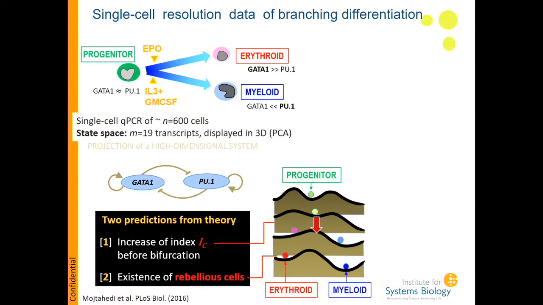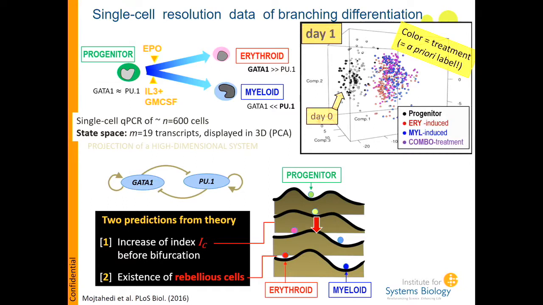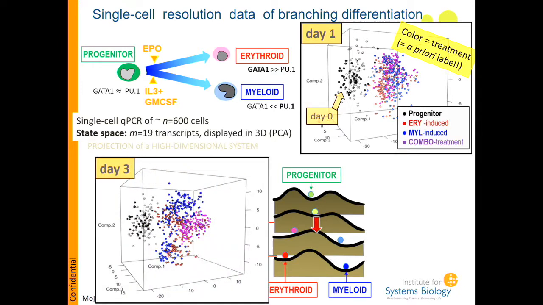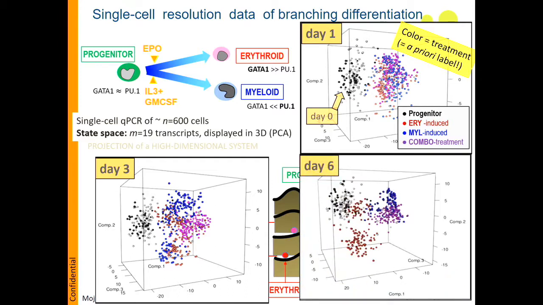So they captured about 600 cells and looked at about 20 genes. And so here's what it appears in a 3-dimensional PCA plot. So these are the day 0 untreated cells. Once they see some kind of treatment, they move into a different cell state. And as you continue to give the cells the external stimuli, they'll separate more and more into either the erythroid or the myeloid cell state space.